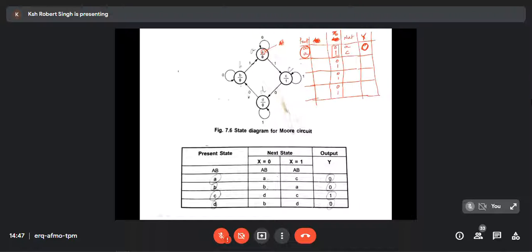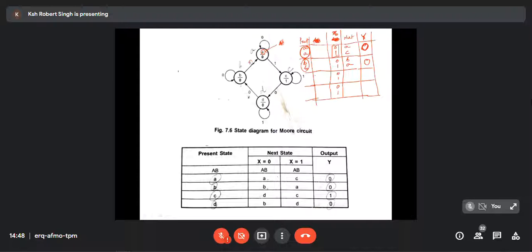Now let's go to B. For B, the output is always 0. So I can put 0 here, no problem. Or if you want to put 0, 0, you can also put that, no problem. I'm just putting one 0 for B. From B, when the input is 0, it goes to B itself. And from B, when the input is 1, it goes to A. For B, output is 0.